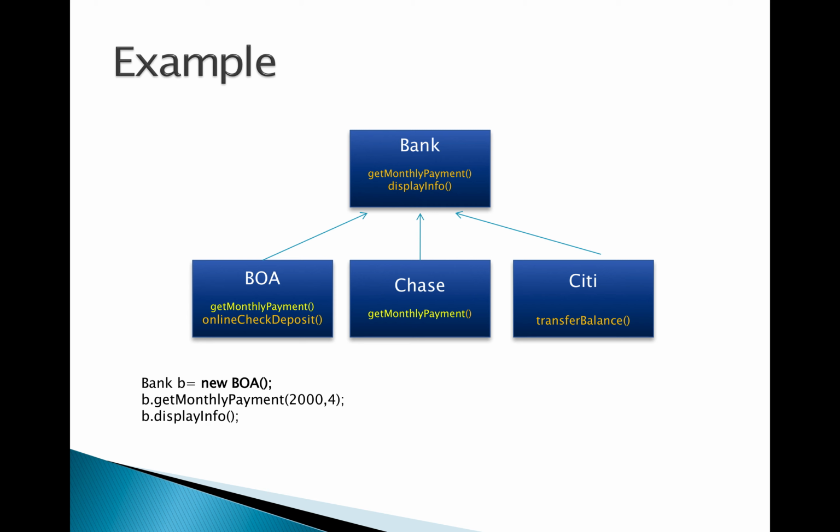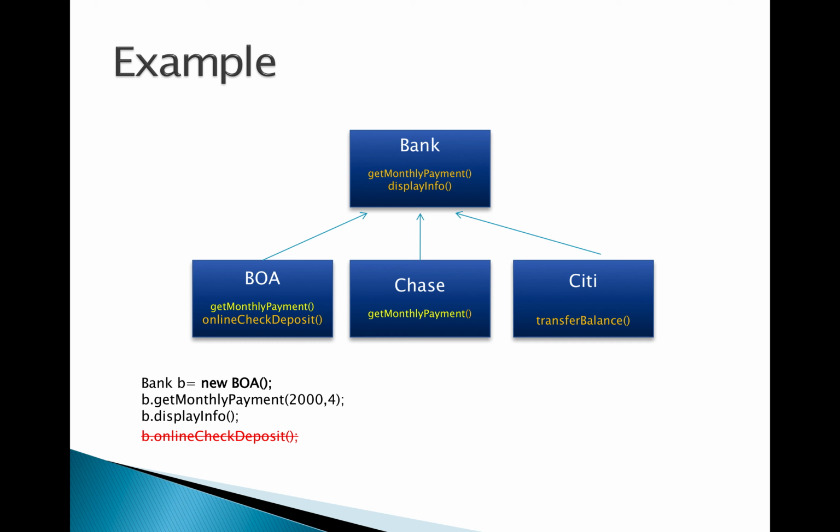Next, if you call the displayInfo method, it is also going to look for Bank of America's displayInfo method, but Bank of America does not have anything, so it is going to call the Bank's displayInfo method. Okay, so what happens if I call b.onlineCheckDeposit?